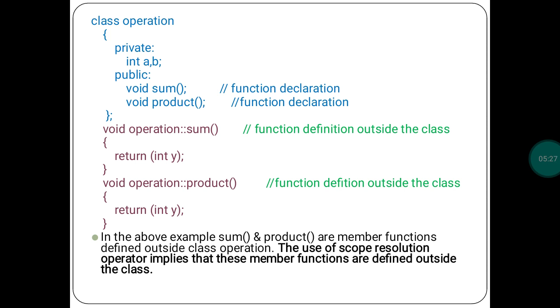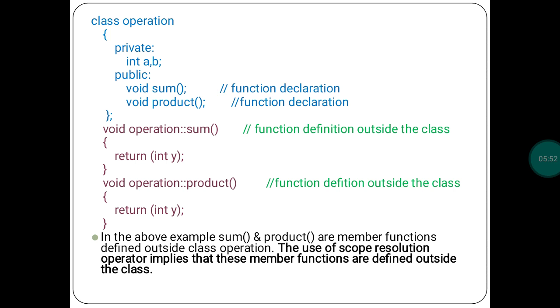In class, what we did, we just declare the member functions. In class, we can write the declaration part only. Just declare that one. Which are the member functions? Sum and product. For sum and product, we have to write code separately. That is outside the class.